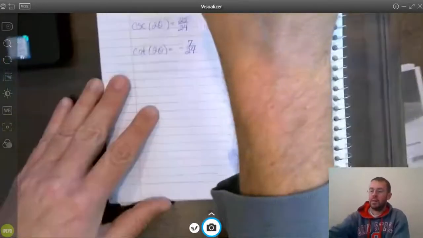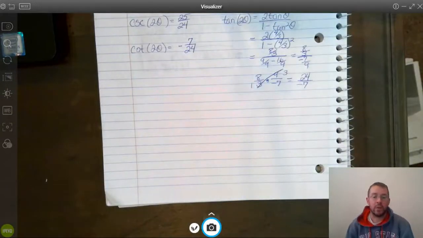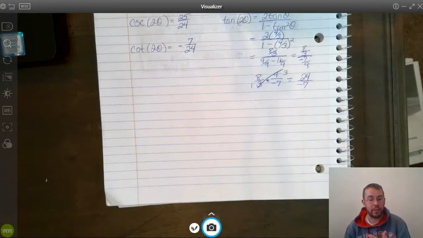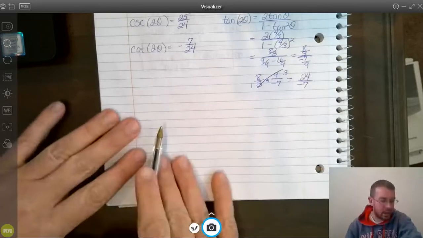There's a couple of other ways that we can use these. Just like on Friday when we started doing these sum and difference formulas, we used them, and then we said, okay, we can kind of go backwards as well. We can do that with these also.